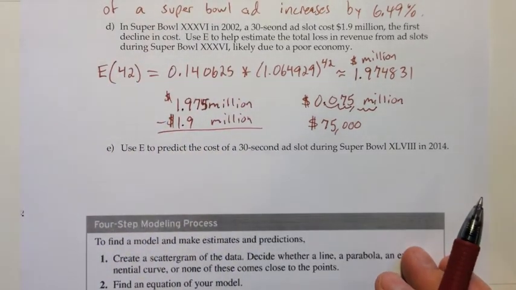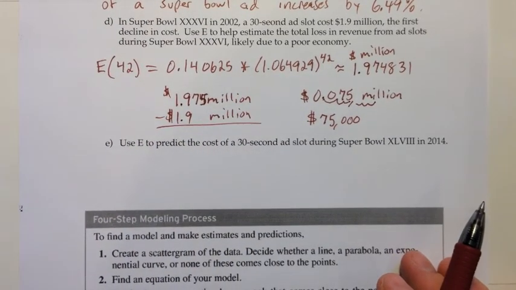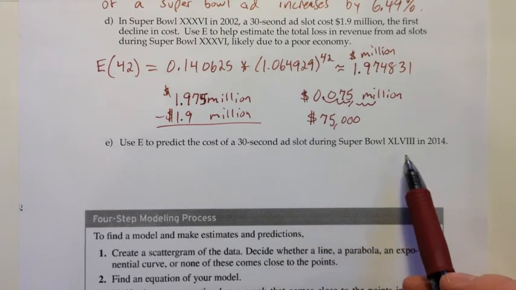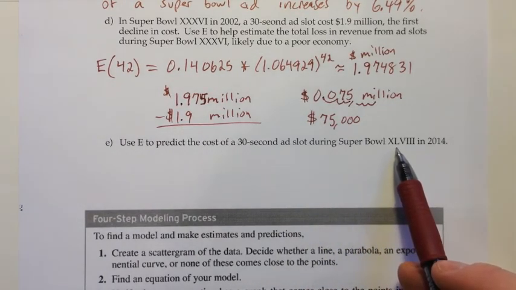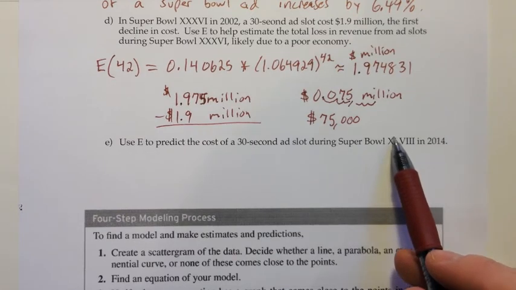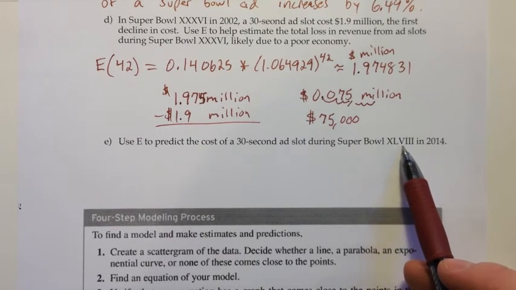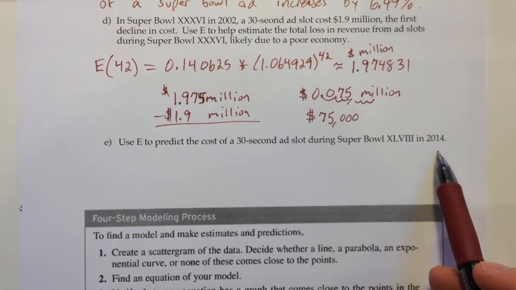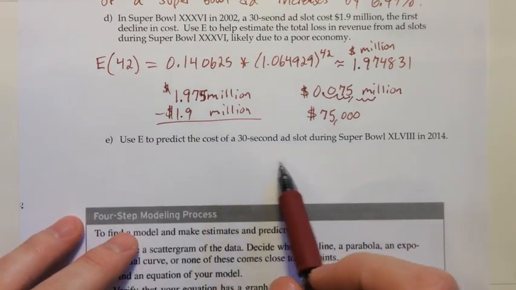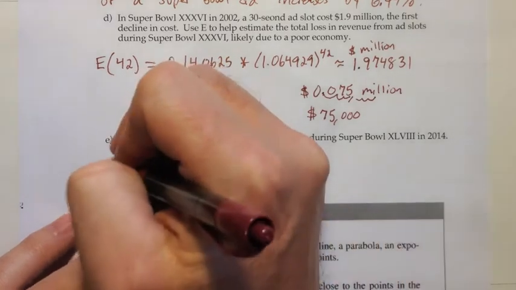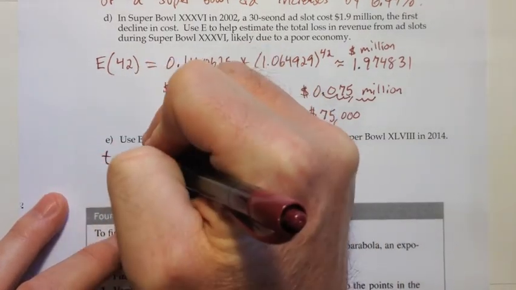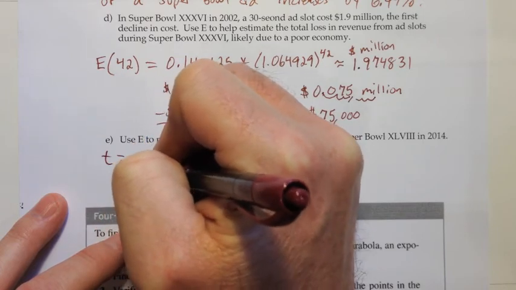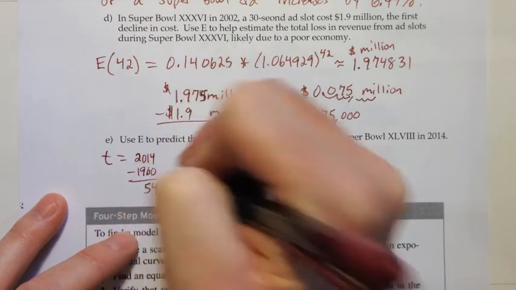Alright, and then finally, they want us to use E to predict the cost of a 30-second ad slot during Super Bowl, oh my goodness, my Roman numerals. I think this is 40 and then plus 8, so Super Bowl 48 in 2014, so how much should an ad have cost during that Super Bowl? So first of all, we'd figure out T. T is 2014 minus the starting time of 1960, so that's 54 years later.